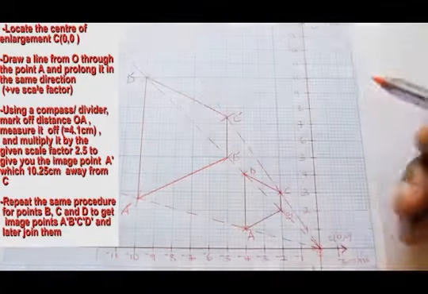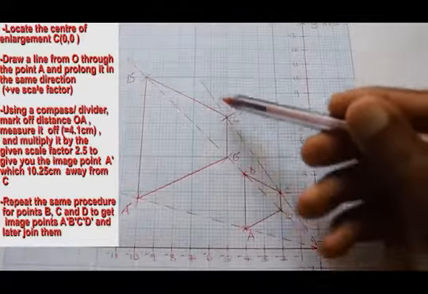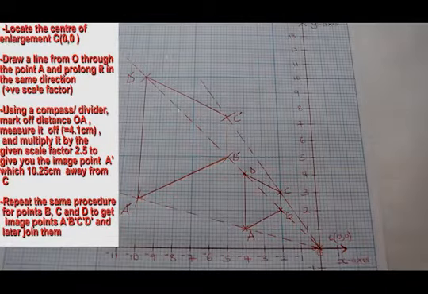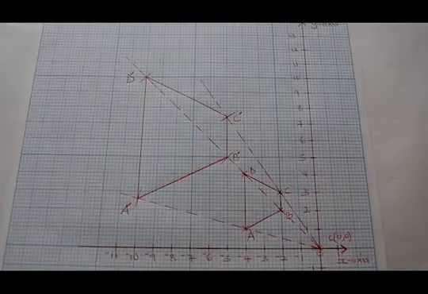State the coordinates of A prime, B prime, C prime, and D prime. A prime is (-10, 2). B prime is (-5, 5). C prime is (-5, 7). And D prime is (-10, 10).